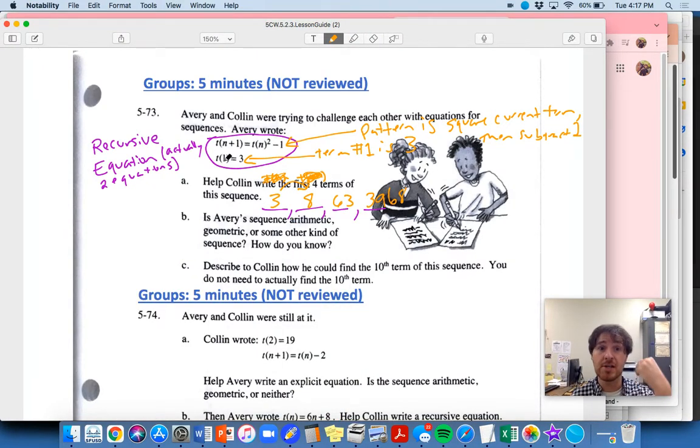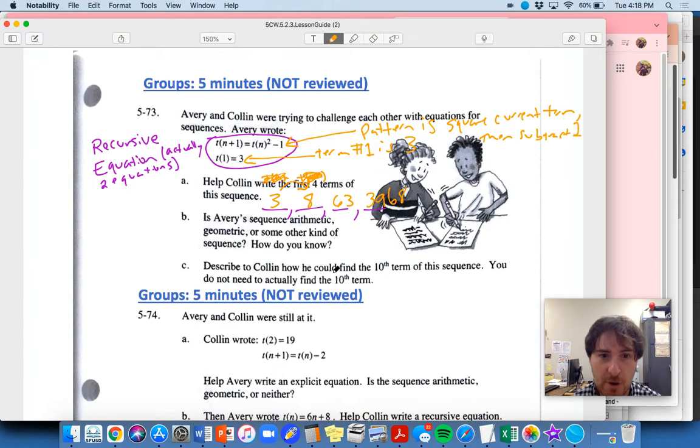Okay, so quick reminders. In order to write a recursive equation, you need to write one equation that tells you what one of the term values is. It's a term value of 3, and that's term number 1. So here, term number 1 is 3. And then what do you do to get term 2, for instance? Well, you figure out what term 1 is, you square it, you subtract 1. That's the recursive pattern, the recurring pattern here.